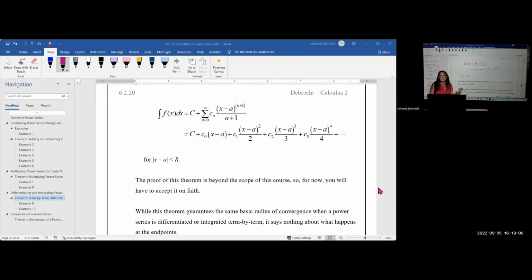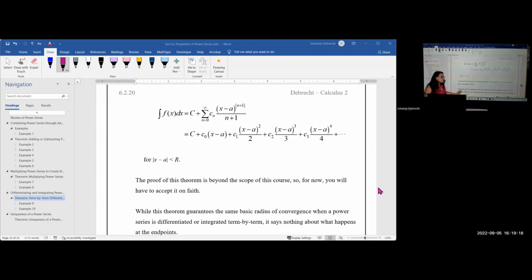Now, the proof of this theorem is way beyond the scope of this course. So we're not going to prove the theorem. I'm not even going to sketch it. It's not in the textbook. It is significantly beyond the level of calculus 2. So we're not going to cover it. You're just going to have to take it on faith.